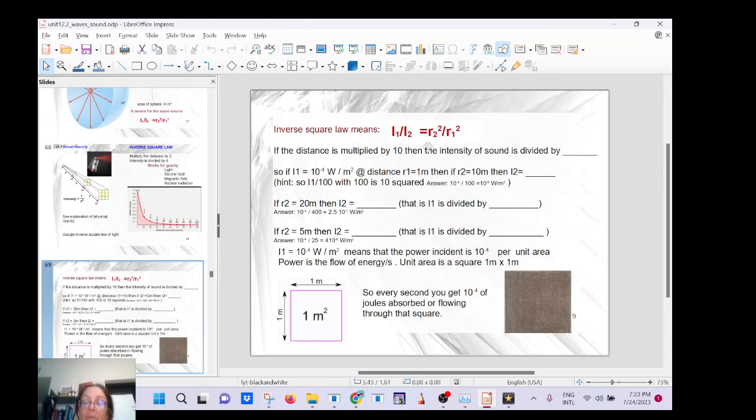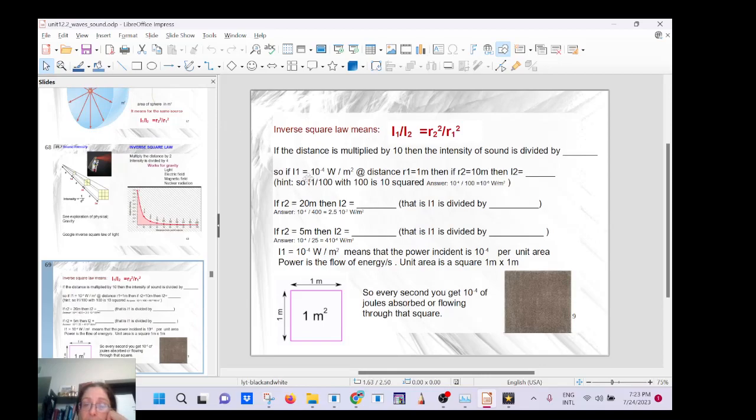So let's use the inverse square law. You can stop the video if you want, that's my little unit area, okay? So you can imagine energy when you have a wave, energy flowing through that unit area. So if you multiply the distance by 10, then the intensity is going to be divided by 100. Okay? Because if the distance is multiplied by 10, the area is multiplied by 100. So the intensity is divided by 100. Because the same amount of energy will spread out over a larger area.